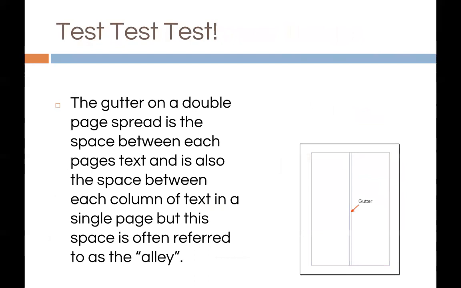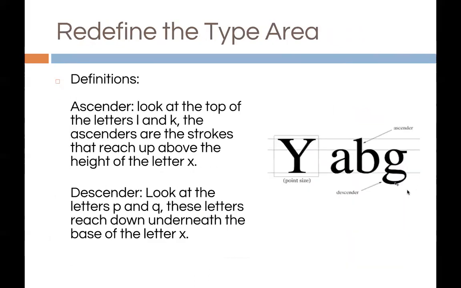The gutter on a double page spread is the space between each page's text and also the space between each column of text in a single page, but this is often referred to as the alley. So these are your gutters in between your columns. This would normally be your alley. And then redefine your type area.